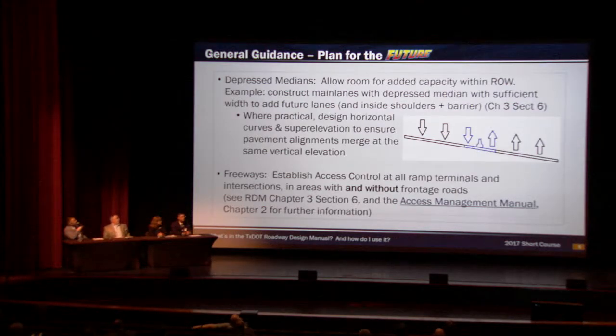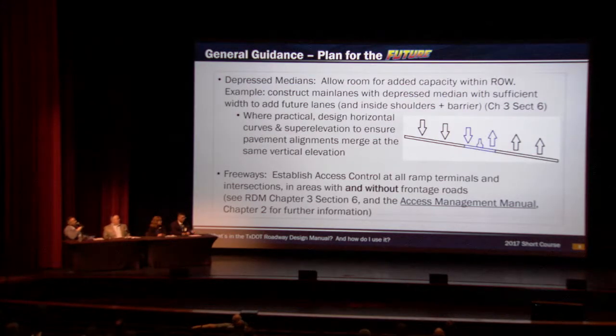Depressed medians. I put together a little animation here to show a 4-lane divided rural, and there's a discussion in the manual about what happens when that's going to turn into a 6-lane, and you might close it in the middle. First of all, make sure when you're constructing your 4-lane divided that you're leaving sufficient room to add an extra lane or 2 lanes, plus a shoulder, plus a CTB.